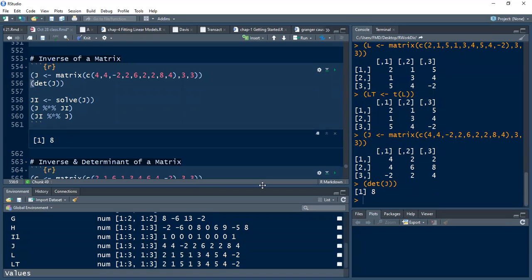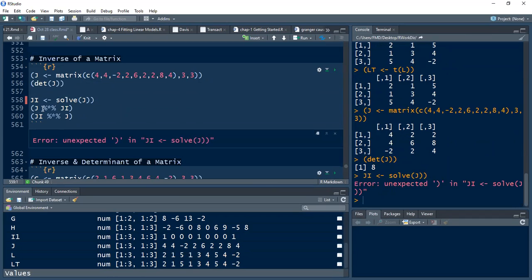Therefore, we know that matrix J has an inverse, because the value of the determinant is not 0. Only matrices that have a 0 determinant will be not invertible. So let's create an object Ji, the inverse of matrix J. We use the solve function, Control Enter.